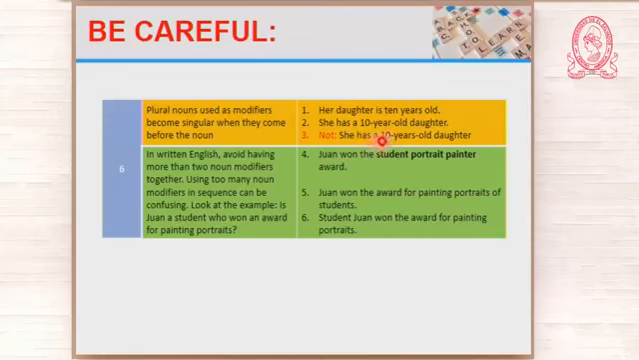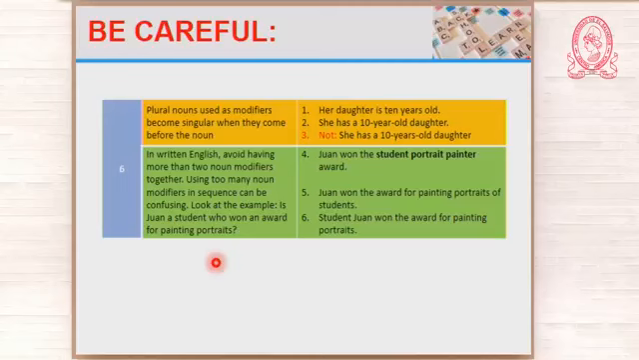So when the modifier is a plural noun, then it has to be in the singular form, okay? So if you say, she has a 10-years-old daughter, that is a grammar mistake. That is not proper grammar. So we have to remember that plural nouns used as modifiers become singular, like number 2, she has a 10-year-old daughter. Okay? And the last part, in written English, avoid having more than 2 modifiers together.